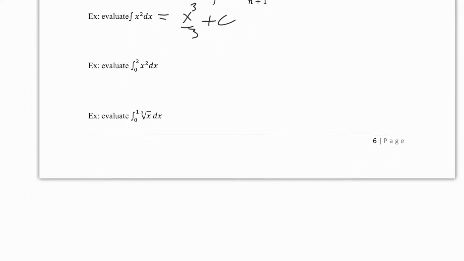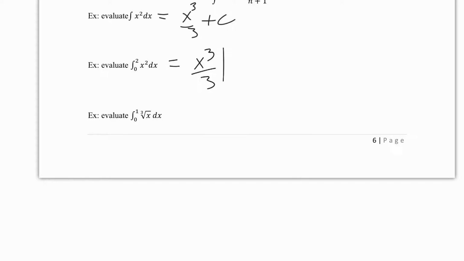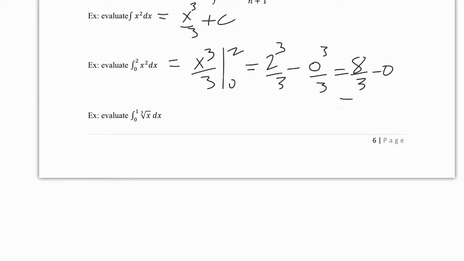So let's evaluate the integral of x squared from 0 to 2. So we do the same process, x cubed over 3. But now we don't need to include the c anymore, and we only go from 0 to 2. So we plug the 2 into the top, 2 cubed over 3, subtract. Plug the bottom in, so 0 cubed over 3. And then just do arithmetic. So 8 over 3 minus 0, so 8 over 3. There's your answer. Let's try another one.